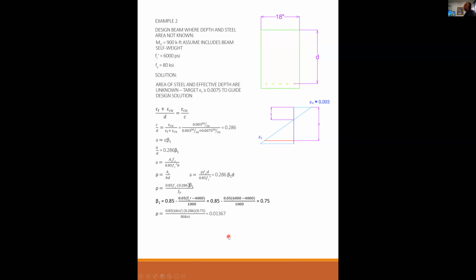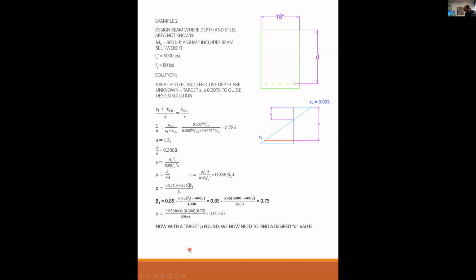Okay, so we got to a rho value. Professor? Yeah. For the beta 1, you're only using that formula because we're in between 4,000 and 8,000, right? Yes, that's right. But if the psi is different, the beta 1 would be different as well. Yes. So if you had 4,000, 4,000 minus 4,000 is zero, so 4,000 is 0.85. If you had 8,000, it's 0.65. If you had 3,000, it's 0.85. If you have 10,000, it's 0.65. So anything below 4 is constant. Anything above 8 is constant. It's only between 4 and 8 that you do this iteration. Oh, okay. I see that. Okay, thank you.